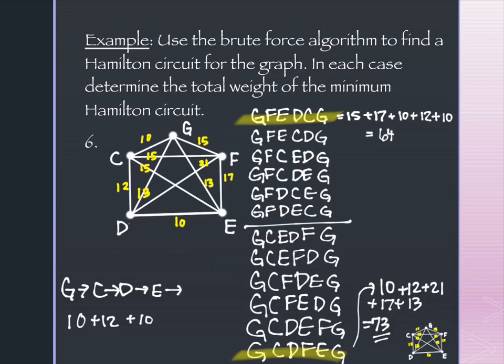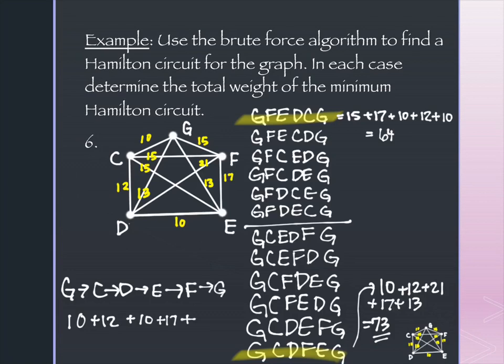And then from E, we have to go back to the starting point because we've run out of points to hit. We didn't get F. Oh, I'm sorry. Go to F first. How about E to F? My bad. E to F, 17, right? Sorry about that, 17. And then F back to G.